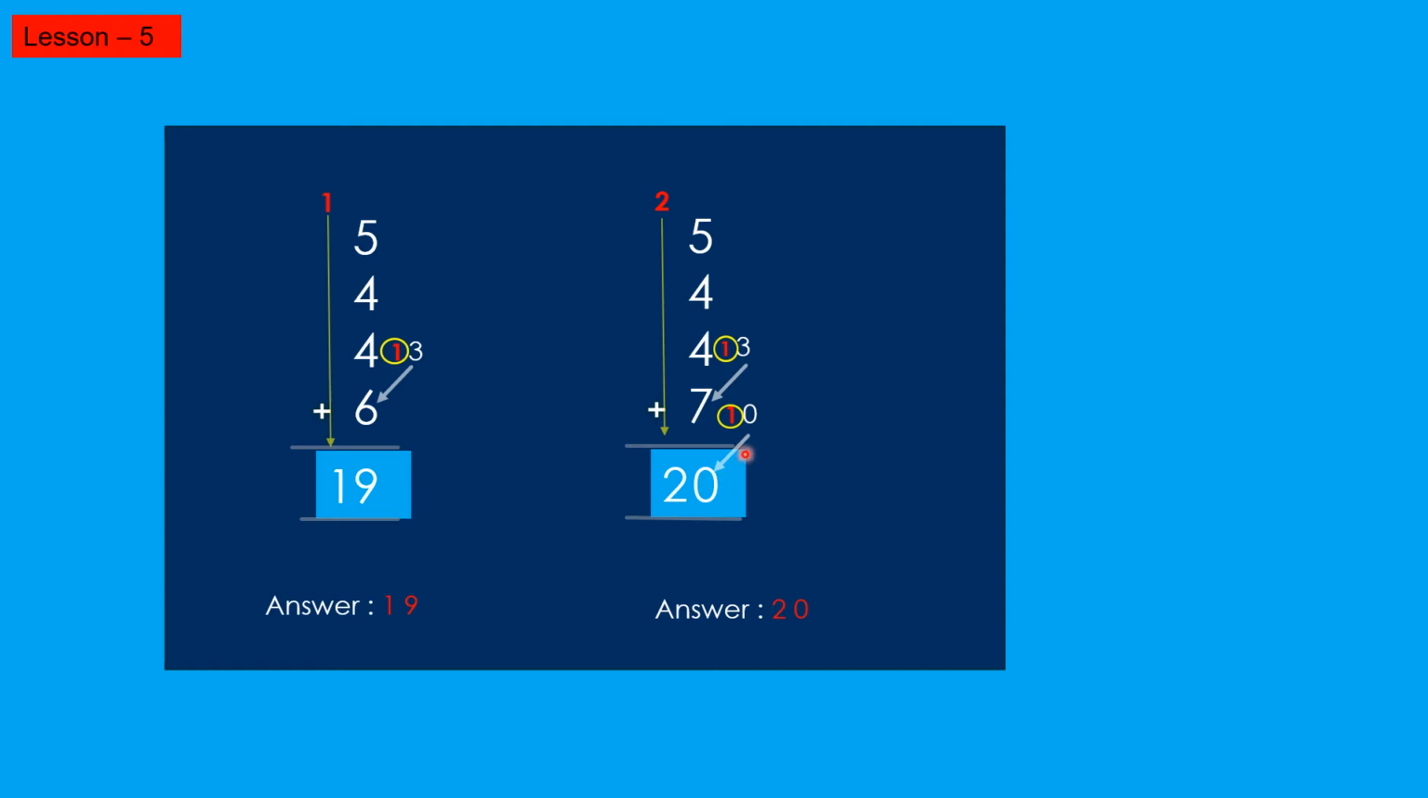And after writing 0 in the answer box, you see how many bases you have circled. So 1 plus 1 is 2. 2 comes in the next column. And here there are no numbers in the next column. So 2 comes straight away in your answer box and your answer is 20.